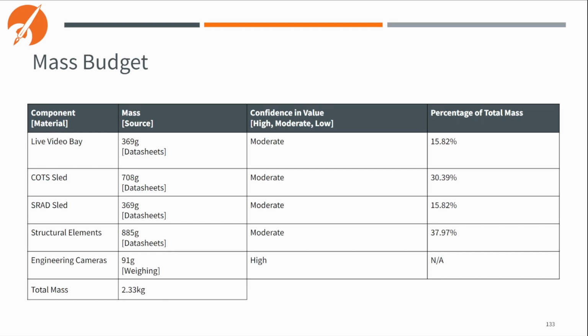To continue on with our mass budget, the two heaviest components of our rocket are, of course, the bay itself, the frame, and our sled, which houses most of our batteries. The total mass of the FA ended up being about 2.3 kilograms.